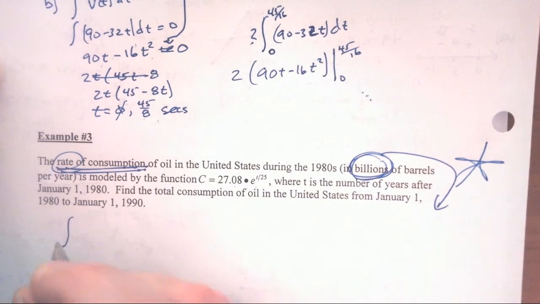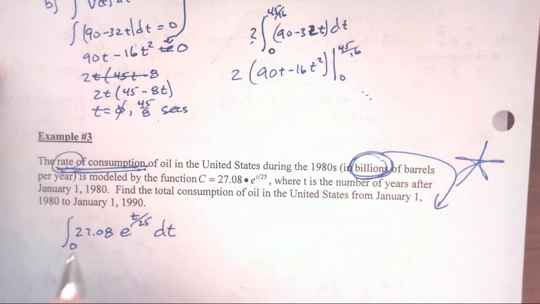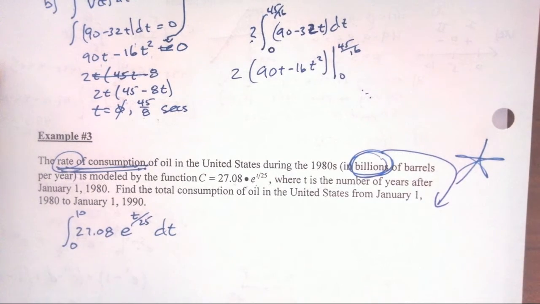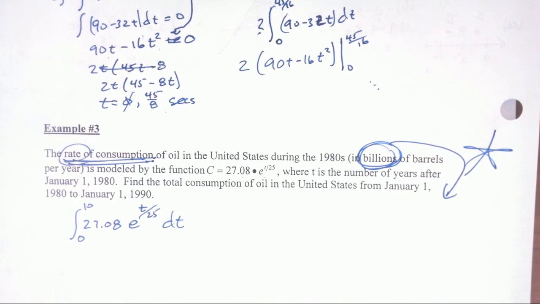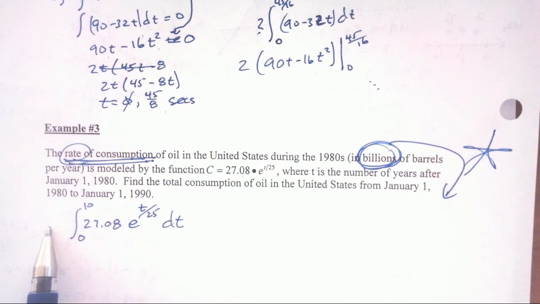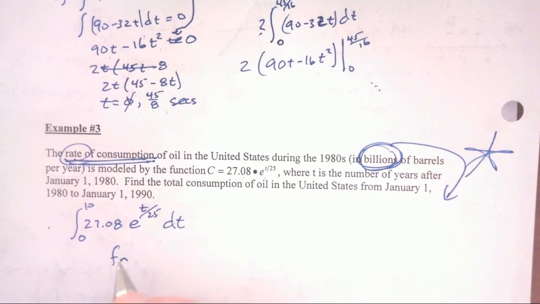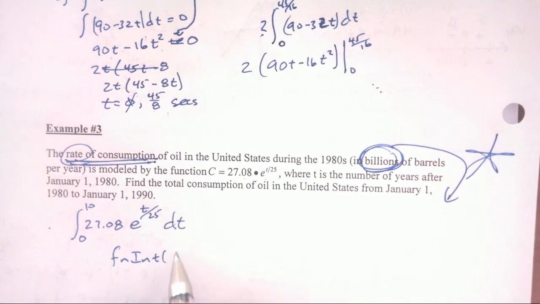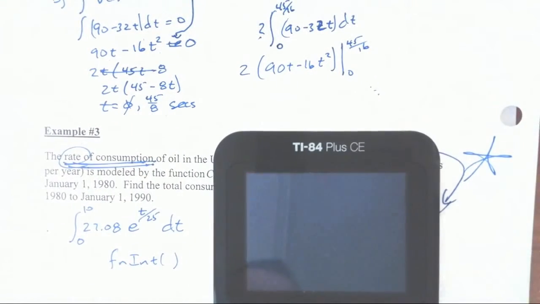So we just want the integral of 27.08 e to the t on 25 dt from 0 to 10. And could we integrate this? Sure, we could integrate this. We'd probably say u is t on 25. We'd probably pull the 27.08 out, and then we'd integrate this. But this is a pretty good fnInt problem. And then we're not going to forget whatever we get is in billions. So let's go ahead and do that.